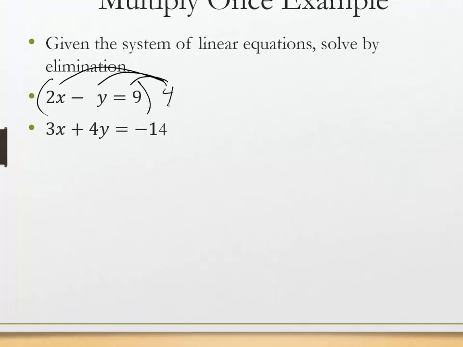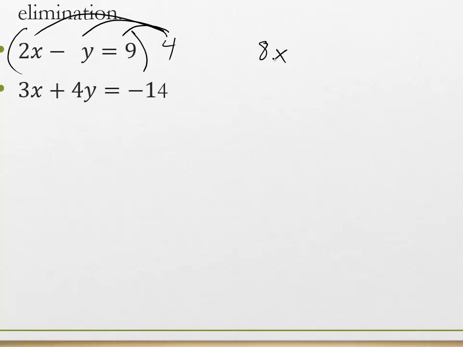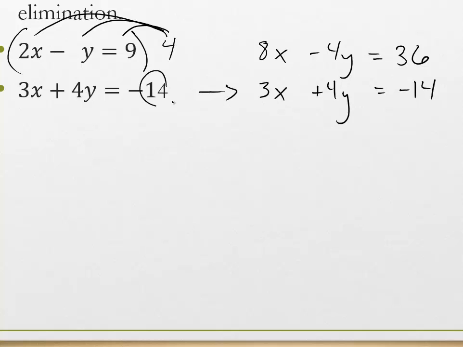So 4 times 2x will be 8x. 4 times negative y will be negative 4y, equals 4 times 9, which is 36. Then we're going to bring over our other equation: 3x plus 4y equals negative 14. Then let's add down. 8x plus 3x is 11x. Negative 4y plus 4y is 0, so it cancels. And 36 minus 14 is 22.